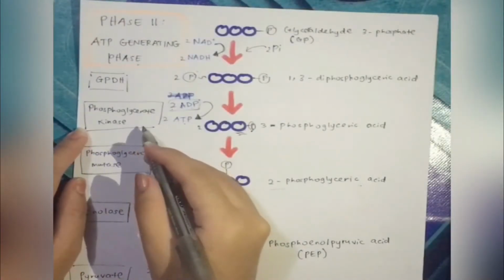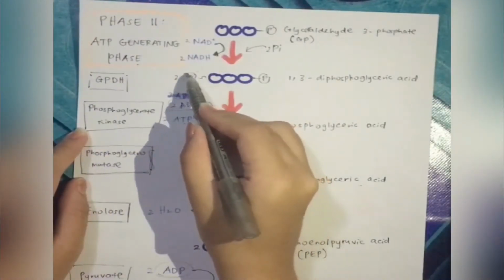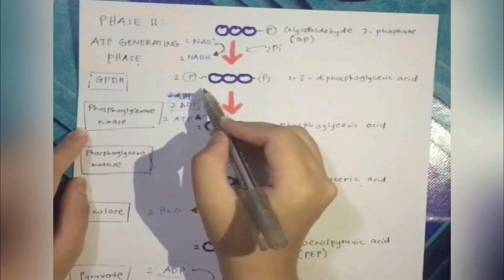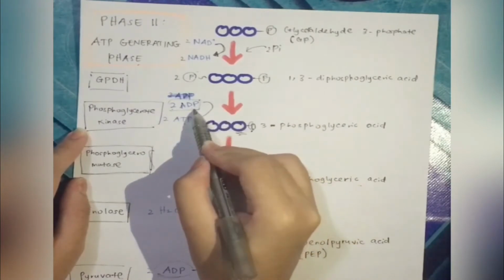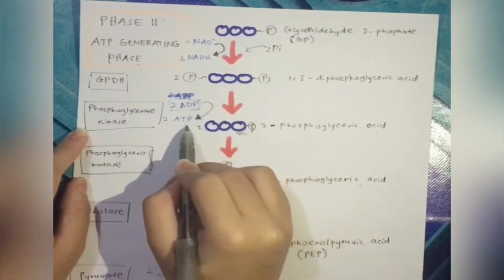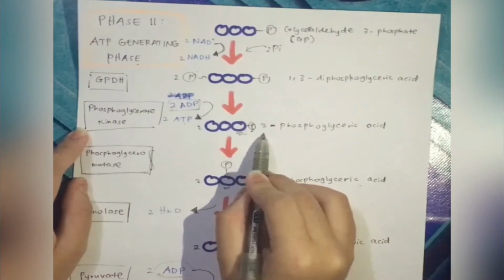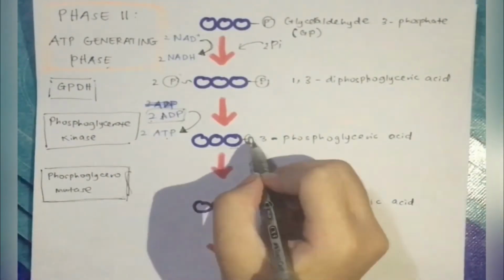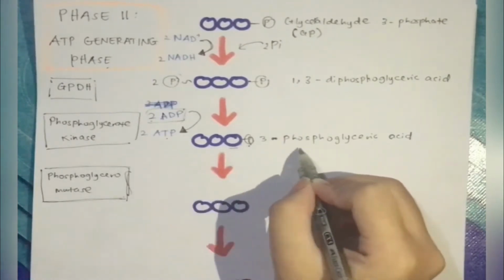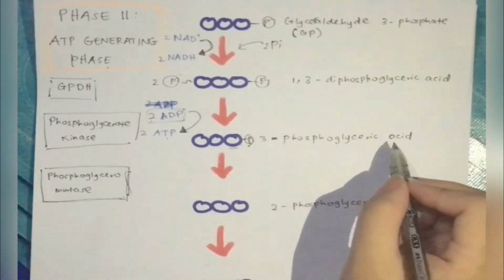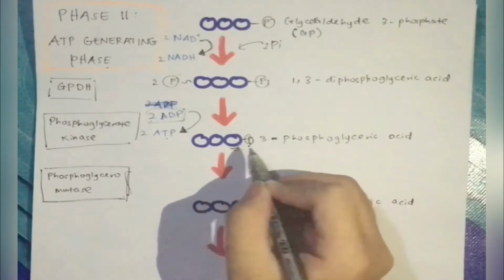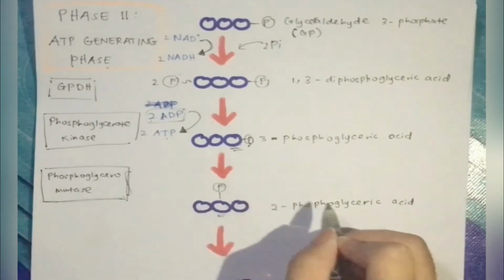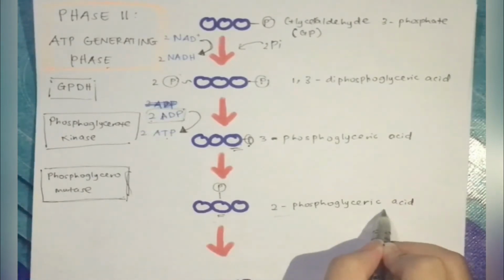Phosphoglycerate kinase enzyme transfers a phosphate group from 1,3-diphosphoglyceric acid to ADP to form the energy ATP and 3-phosphoglyceric acid. The enzyme phosphoglyceromutase relocates the P from 3-phosphoglyceric acid from the third carbon to the second carbon to form 2-phosphoglyceric acid.